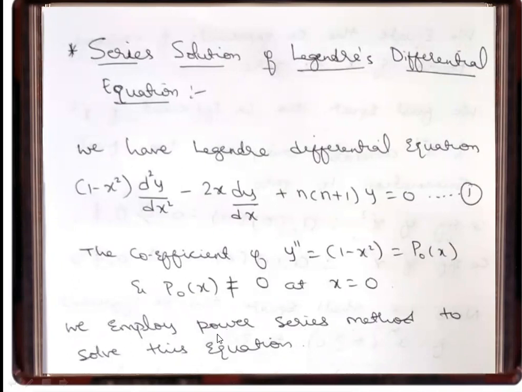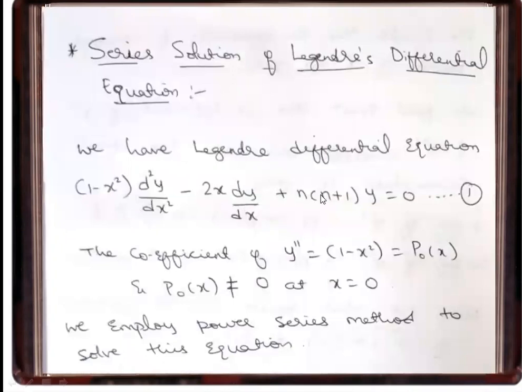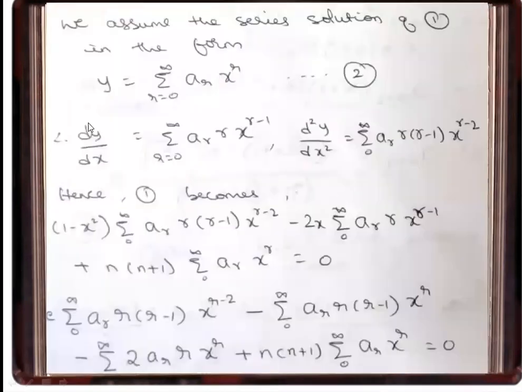Power series method means assuming the solution of this differential equation in the series form. So we assume the series solution of equation 1 in the form y is equal to summation r equal to 0 to infinity a suffix r into x to the power r. For the given differential equation, that is Legendre's differential equation, we are assuming this will be our series solution.